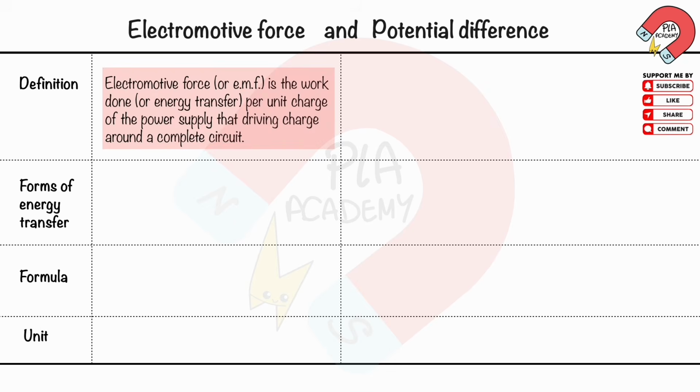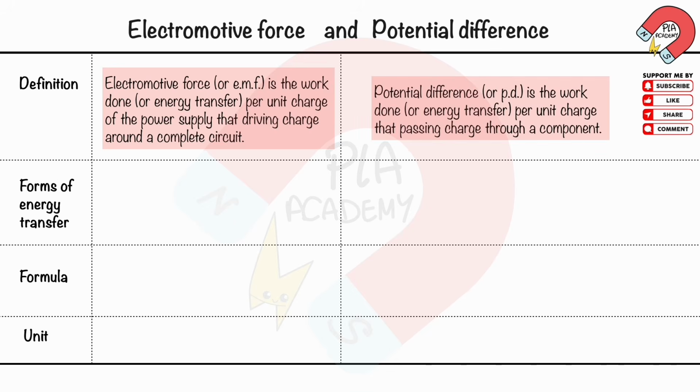Electromotive force is defined as the work done, or energy transferred, per unit charge of the power supply that is driving charge around a complete circuit. Potential difference is defined as the work done, or energy transferred, per unit charge that is passing charge through a component.